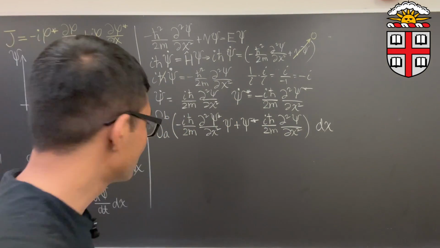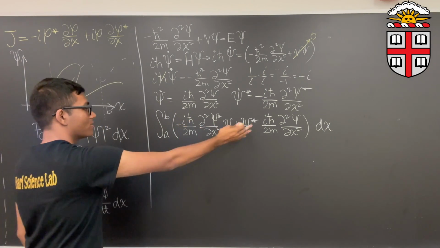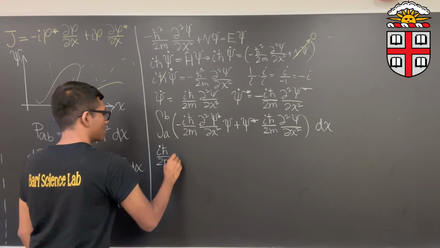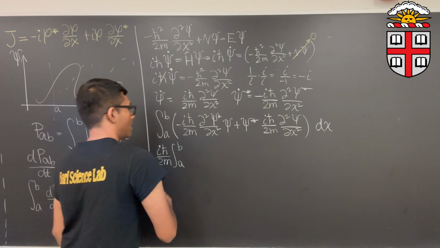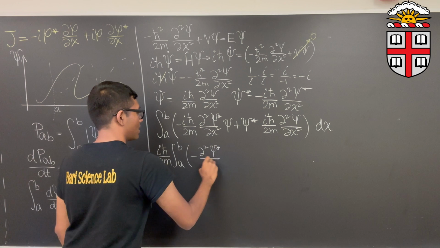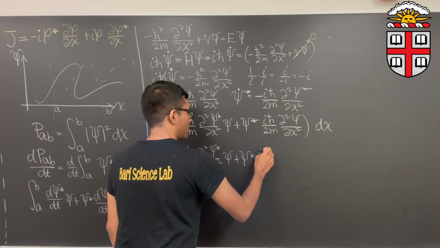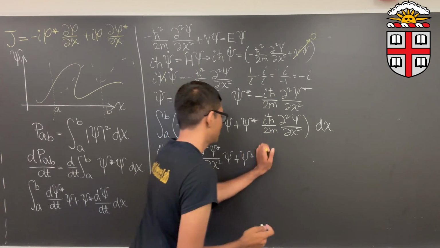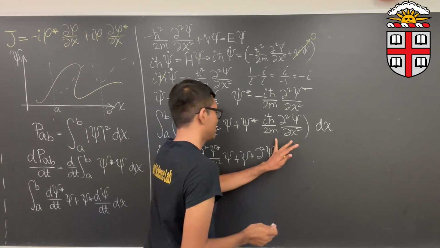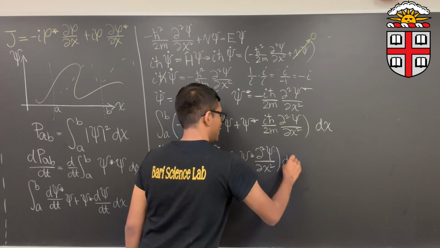Now the deal is done. Let's factor out the i h bar over 2m, just a constant out there. And so we're going to have minus partial squared psi star over partial x squared times psi plus psi star. I factored that out, so no need to write it. Partial squared psi over partial x squared dx.